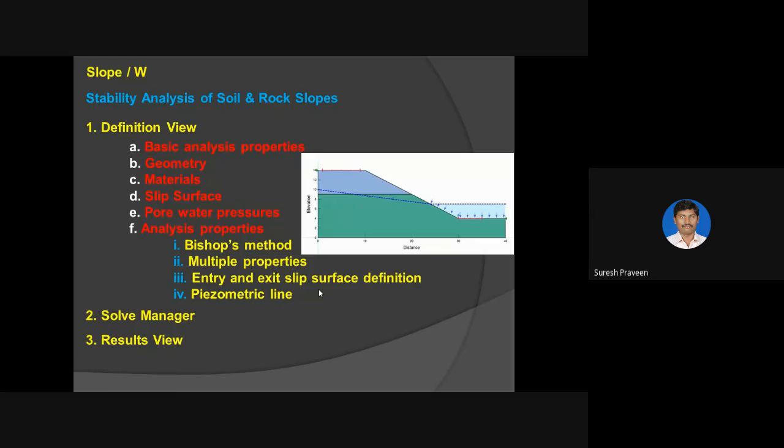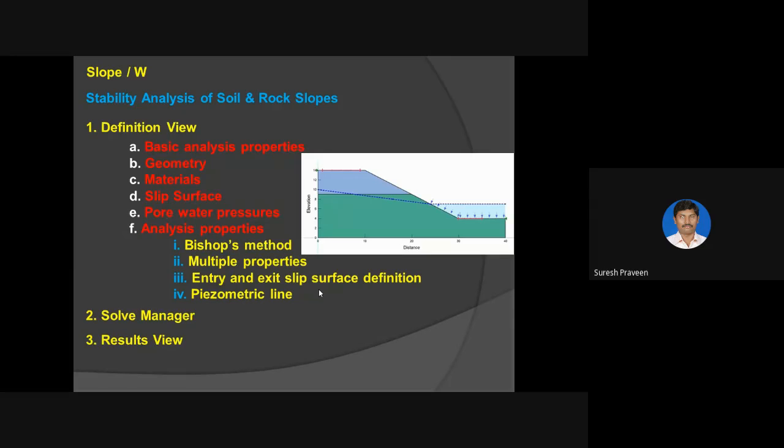For the analysis part, we already discussed the methods we follow to design the slope. In that, Bishop's method is there. I have taken Bishop's method to analyze the slope, taking multiple properties. In the diagram you can see I have taken two types of soil layers, and I am following the entry and exit method to determine the slip surface, and we are applying a groundwater table in the embankment. These three we are implementing in the analysis part.